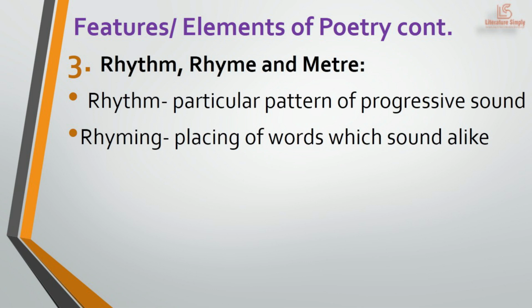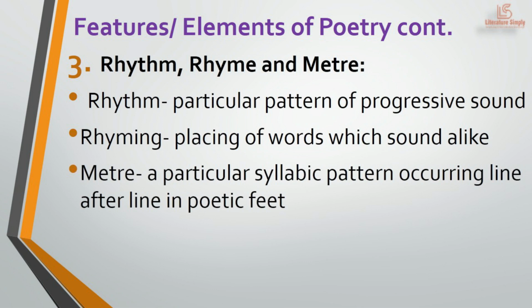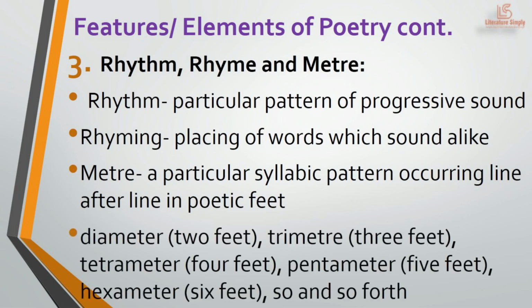A poem can be measured through meter. Meter is, again, a particular syllabic pattern occurring line after line in poetic feet. We have poetic feet like iamb, spondee, trochee, dactyl, anapest, etc. And based on these feet, we have meters: monometer, dimeter 2 feet, trimeter 3 feet, tetrameter 4 feet, pentameter 5 feet, hexameter 6 feet, and so on. To understand the foot, we should know the syllables, whether they are stressed or unstressed.